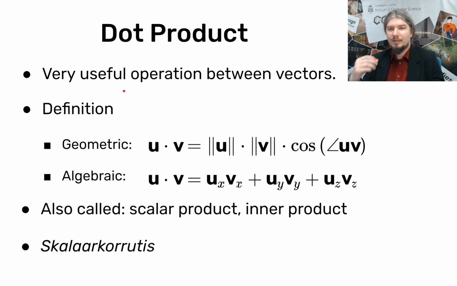And this turns out to be an extremely useful operation in computer graphics. And why? Because it has two definitions. It has one geometric definition, which is the length of the first vector, times the length of the second vector, times the cosine of the angle between those two vectors. And it also has an algebraic definition, where it equals the first coordinate of the first vector times the first coordinate of the second vector, plus the second coordinate of the first vector times the second coordinate of the second vector, plus the third coordinate of the first vector times the third coordinate of the second vector.